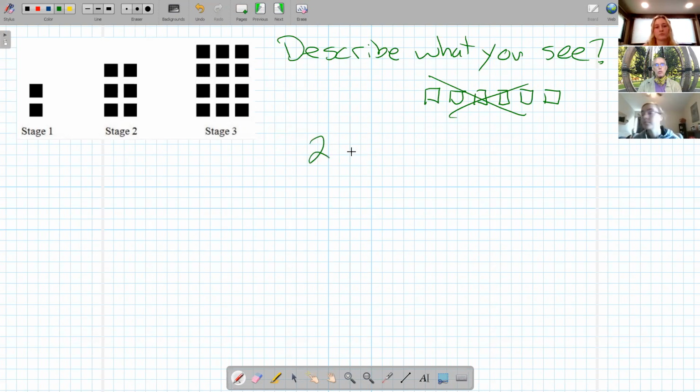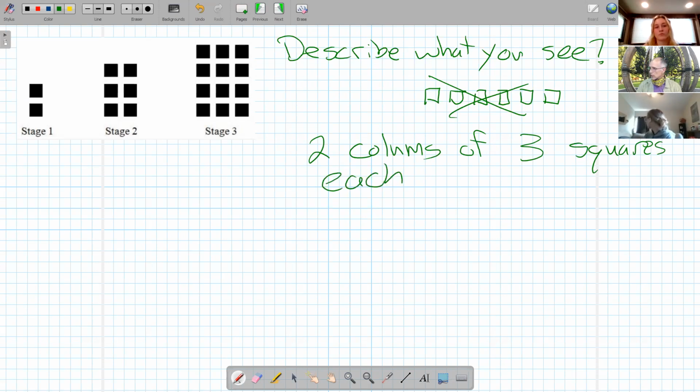So 2 columns of 3 squares each. And I see the chat flashing. Let's see what we got there. Chat. Where are you? There you are. 2 columns of 3 squares. Nice. Okay, so we're right on this. And then I could do a similar description for stage 3. So I'm just going to summarize that in a table and hope I see a pattern.